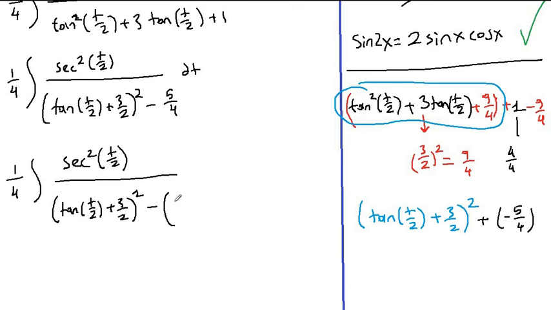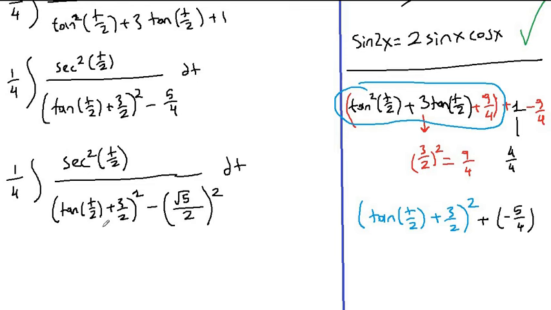So square root of 5 is square root of 5. Square root of 4 is 2. So radical 5 over 2 squared is equal to 5 over 4. So we have some squared number and some squared number here.